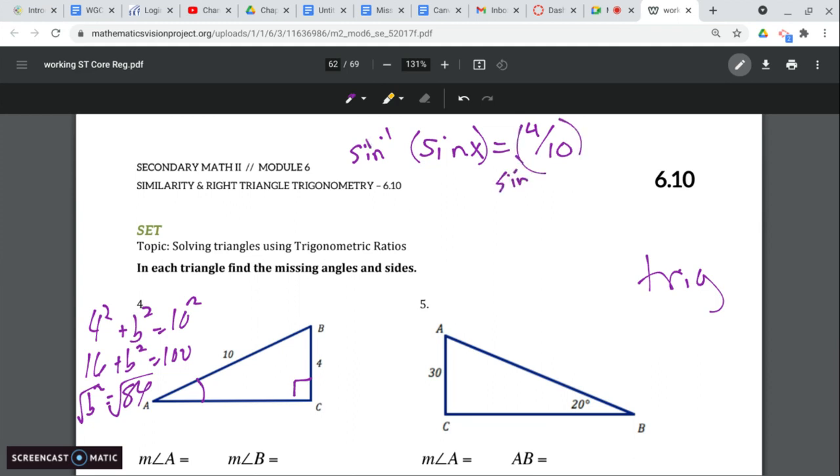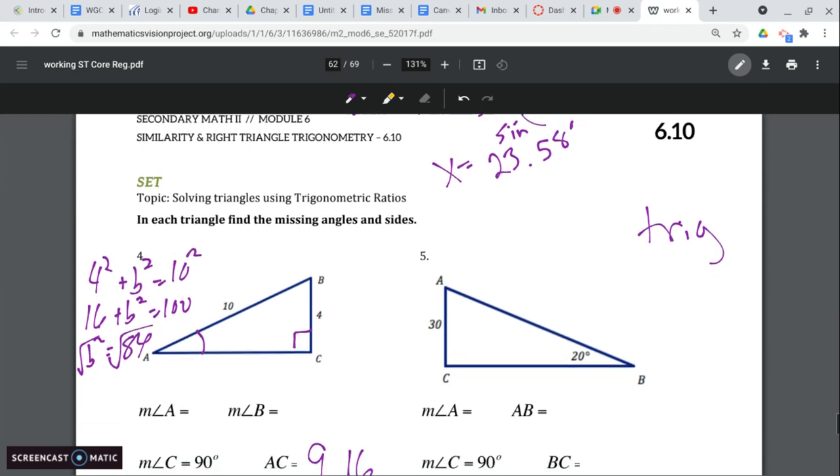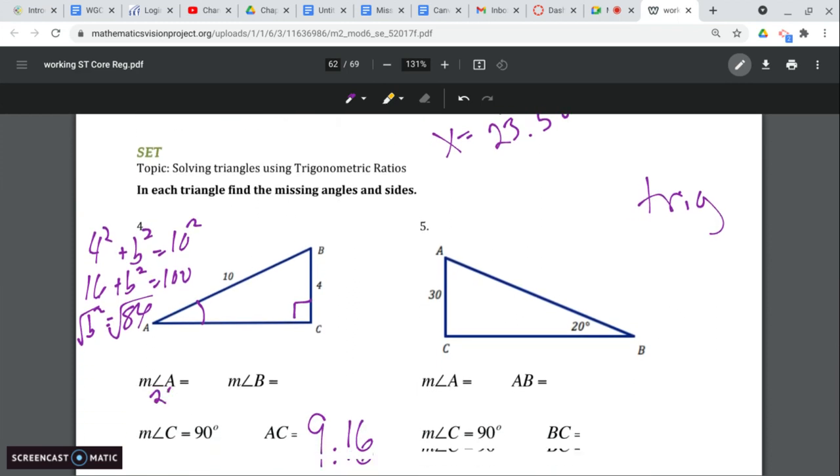So we have to do the same thing to this side. So we have x equals the inverse sine of 4/10 is going to give us 23.58 degrees. So that is our angle A, 23.58 degrees. Now, there's 2 different ways that we could solve for angle B. One, take 180 minus 90 minus 23.58. That'll get you angle B.